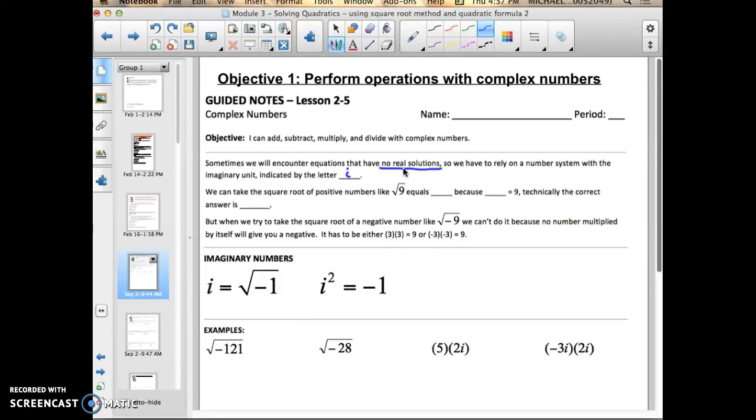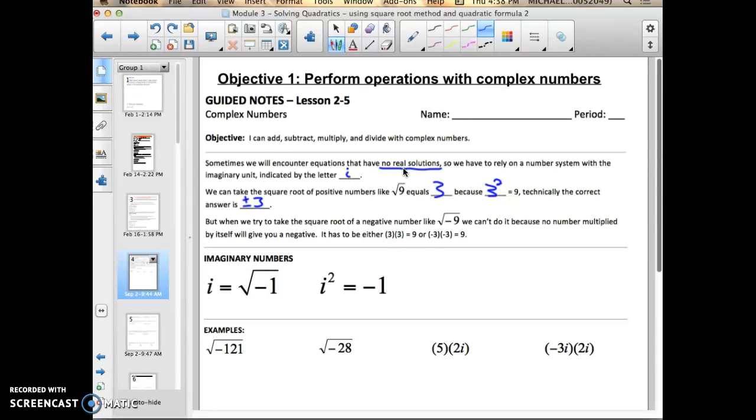Let's look at a basic one. We can take the square root of a positive number like the square root of 9. That equals 3, because 3 squared equals 9. Technically, the correct answer is plus and minus 3. Remember, if you take the square root, and we'll talk about why, you have the positive version and the negative version of that number.